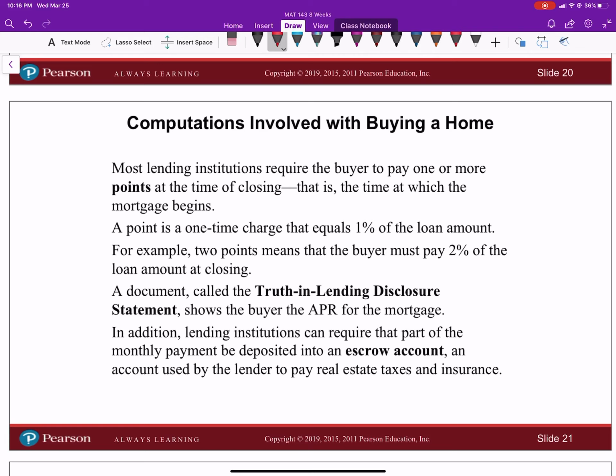In addition, lending institutions can require that part of the monthly payment be deposited into an escrow account, an account used by the lender to pay real estate taxes and insurance. So basically, you have a lot of things in the process of buying a home. You just have to make sure that you have the right people in your corner, the right people around you, to understand exactly what you're doing.